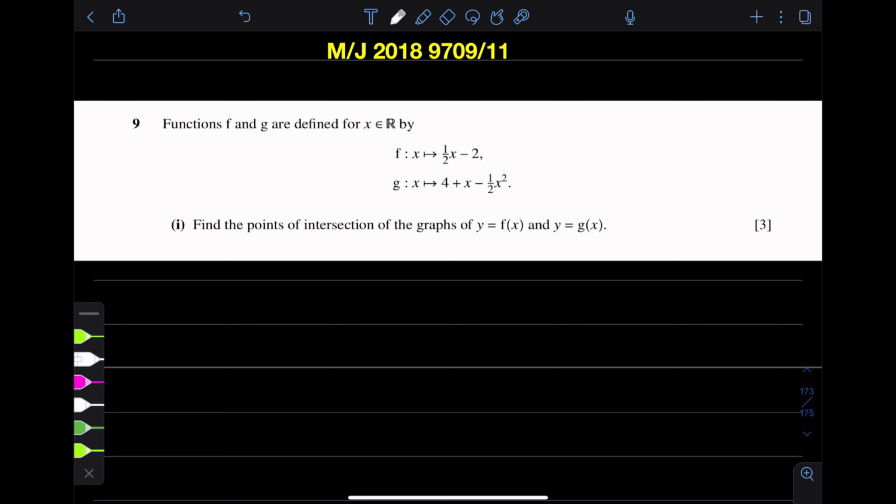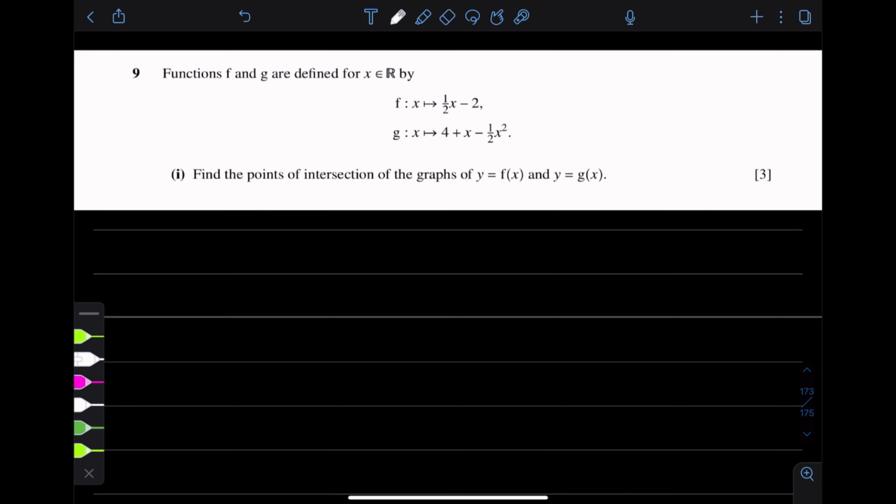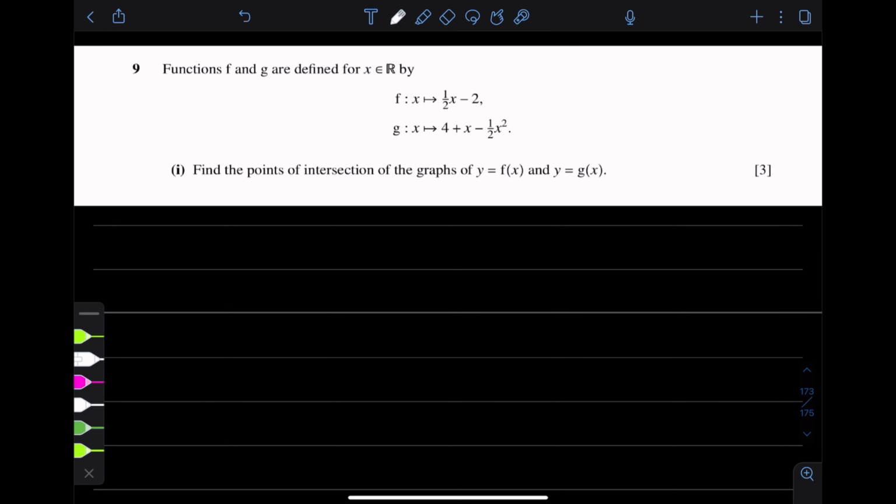Function f(x) is a linear function. g(x) is a quadratic function. Find the points of intersection of the graphs y is equal to f(x) and y is equal to g(x). We have to find the points of intersections of f(x) and g(x). We will solve these two functions simultaneously.